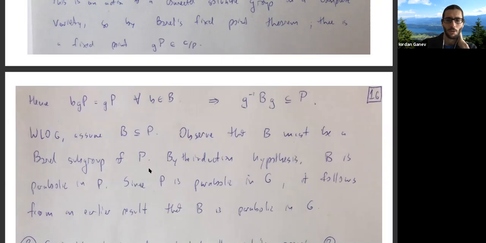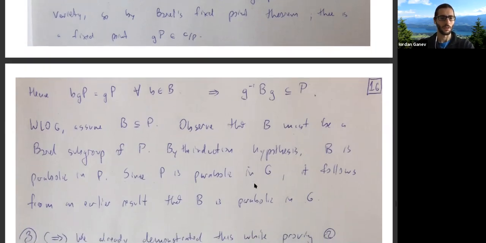And now P is proper, right? Since we're in the case where G is not solvable, we chose P to be a proper parabolic subgroup. So that means the dimension is less than G. So we apply the induction hypothesis and we see that B is parabolic in P. And since P is parabolic in G and B is parabolic in P, we see from this earlier result about the transitivity property that B is itself parabolic in G. So there we go. We've proved that any Borel subgroup is a parabolic subgroup.